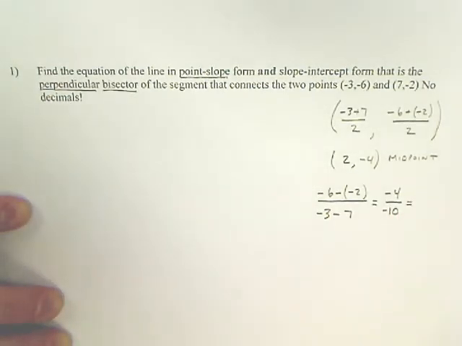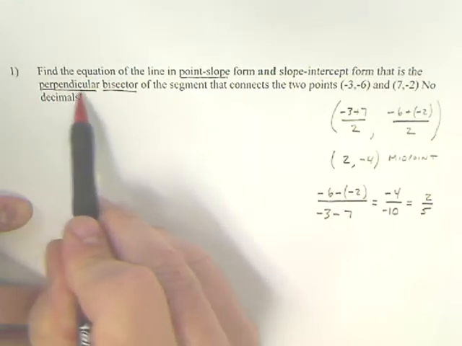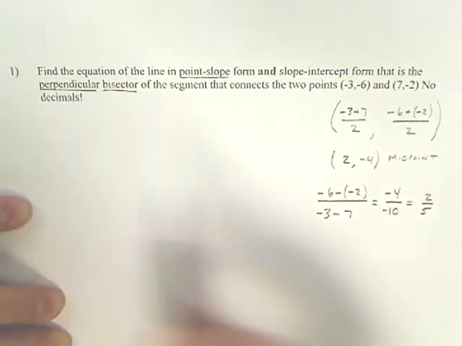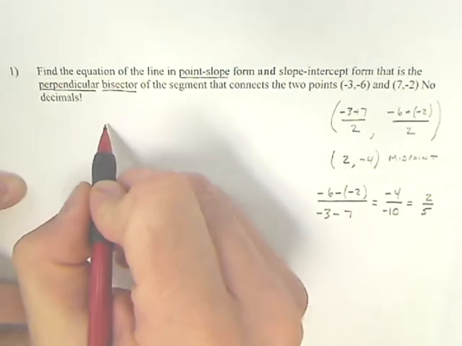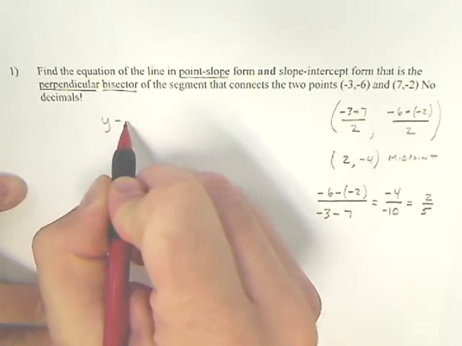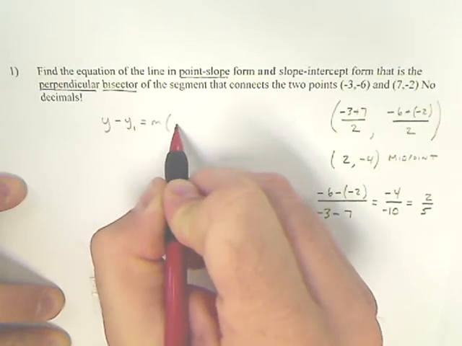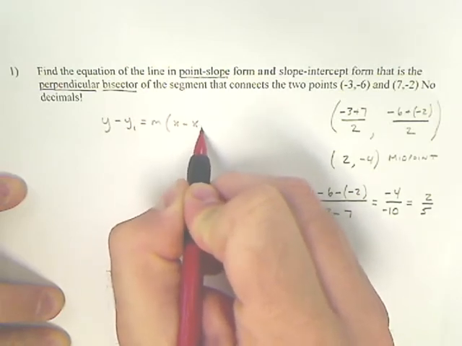To work with a simplified slope is a lot better than something that might be ugly. This is going to be positive 2/5. So that's the slope of the line that connects our line segment. Now because of the word perpendicular, we need to take the opposite reciprocal or negative reciprocal of the slope we just found. Our formula for point slope, if we remember, is y minus y1 equals the slope times x minus x1.